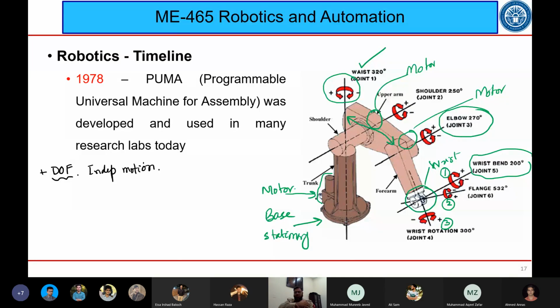And now come to the wrist. In the wrist we have 3 motors. So this motion is independent, this motion is independent. If I show it like this again, this is an independent motion and then this is an independent motion. So this robotic arm which is in front of you has 6 degrees of freedom. So this is a 6 degrees of freedom manipulator.